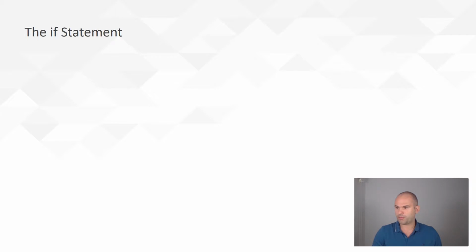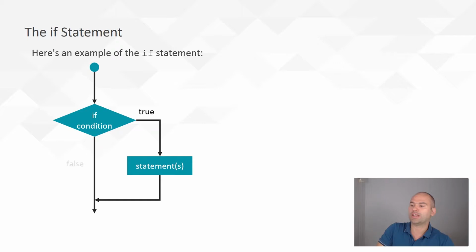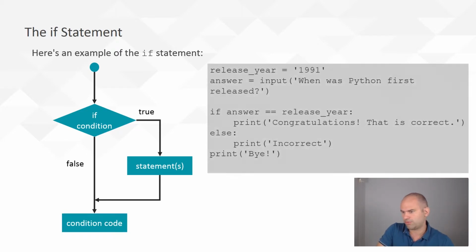All right, next. Here's an example of the if statement. Here we have release year, which is a string, just for fun. The next one will be an integer. And you have a question. The answer is saved as a string. When was Python first released? Now if you type in 1991, answer will equal release year. It will print, congratulations, that is correct. Otherwise, it'll print incorrect. You see that bye is actually outside of that if and else, so it'll always print bye.